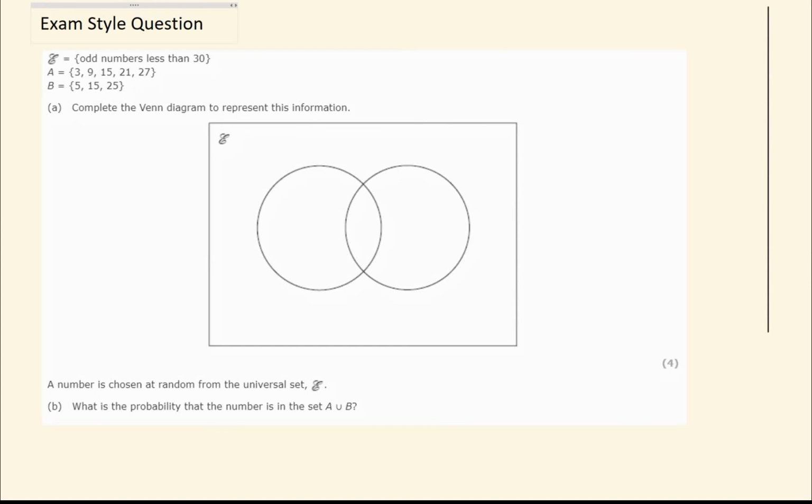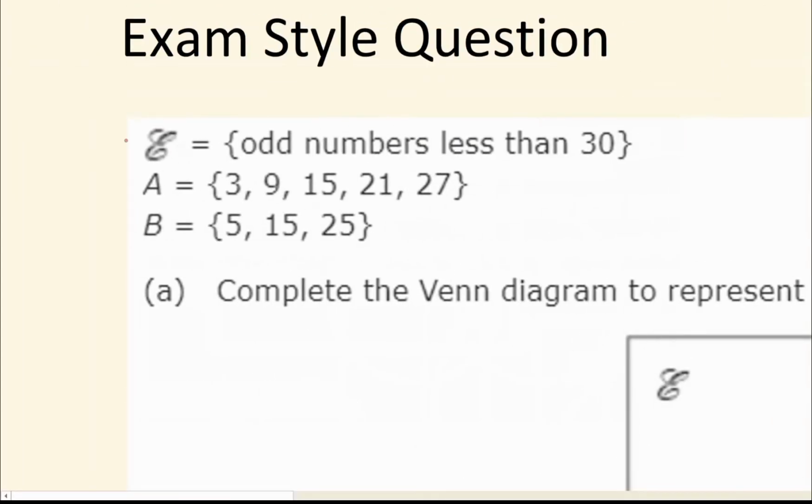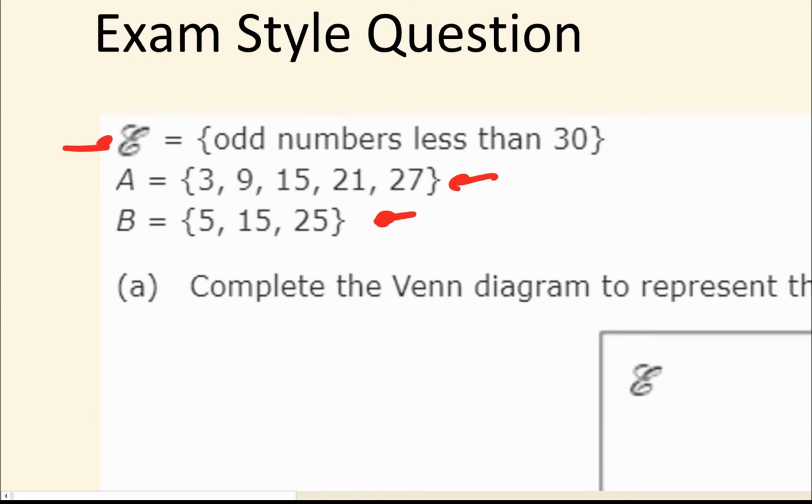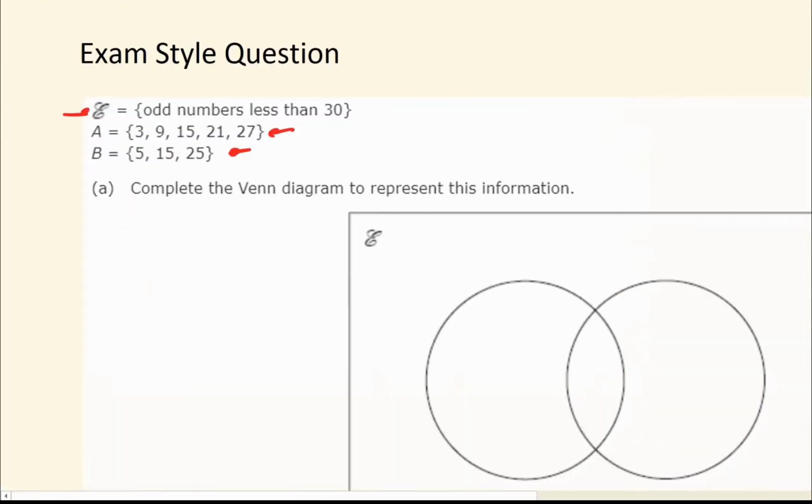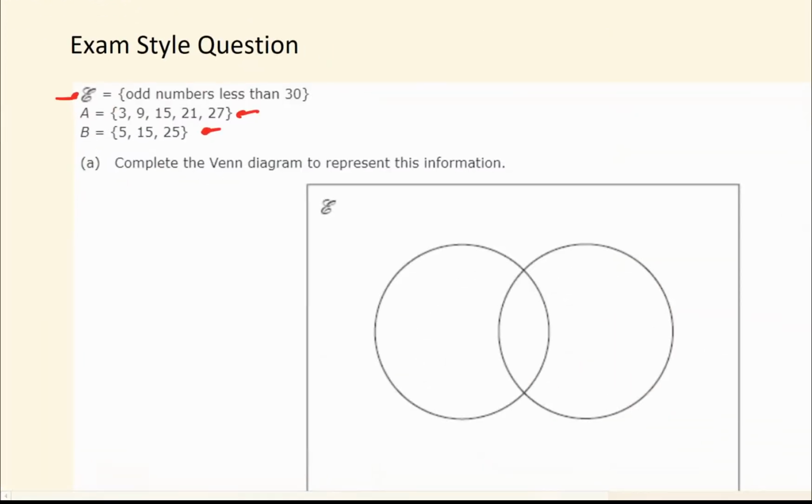Lastly, just one example style question. So, let's put this together. We are told this symbol here again means everything. So everything that's going on in my Venn diagram are the odd numbers less than 30. In group A, I want these numbers. In group B, I want these numbers. And I want to complete the Venn diagram. So let's go through all the odd numbers less than 30. I start with 1. 1 is not in A or B, so it goes on the outside. Next I've got a 3. 3 is in A. Let's write these down actually.